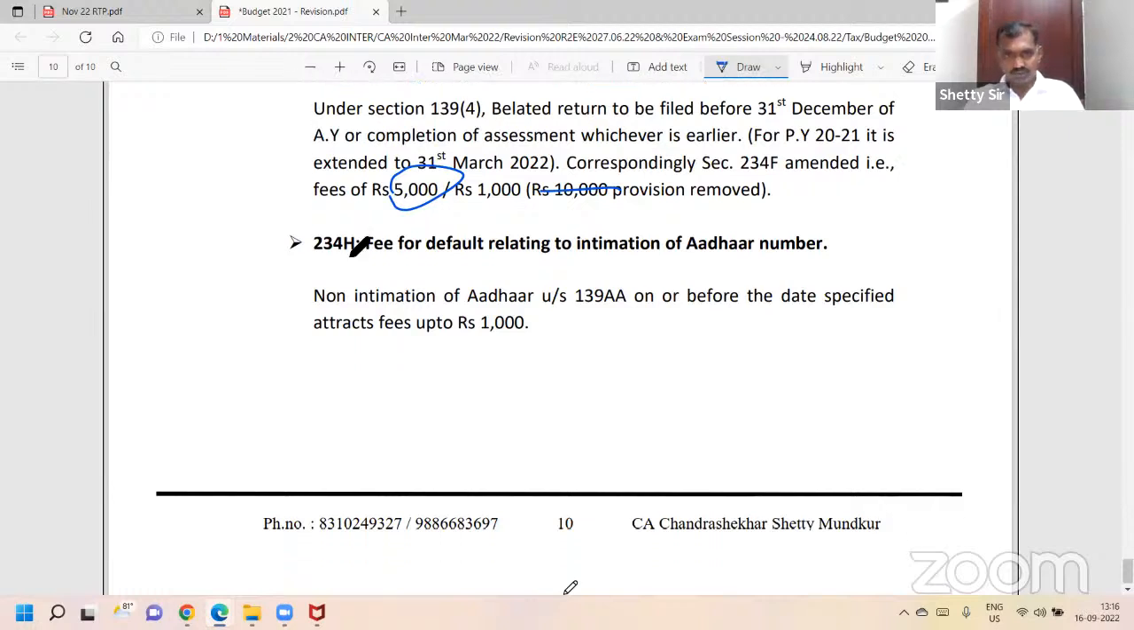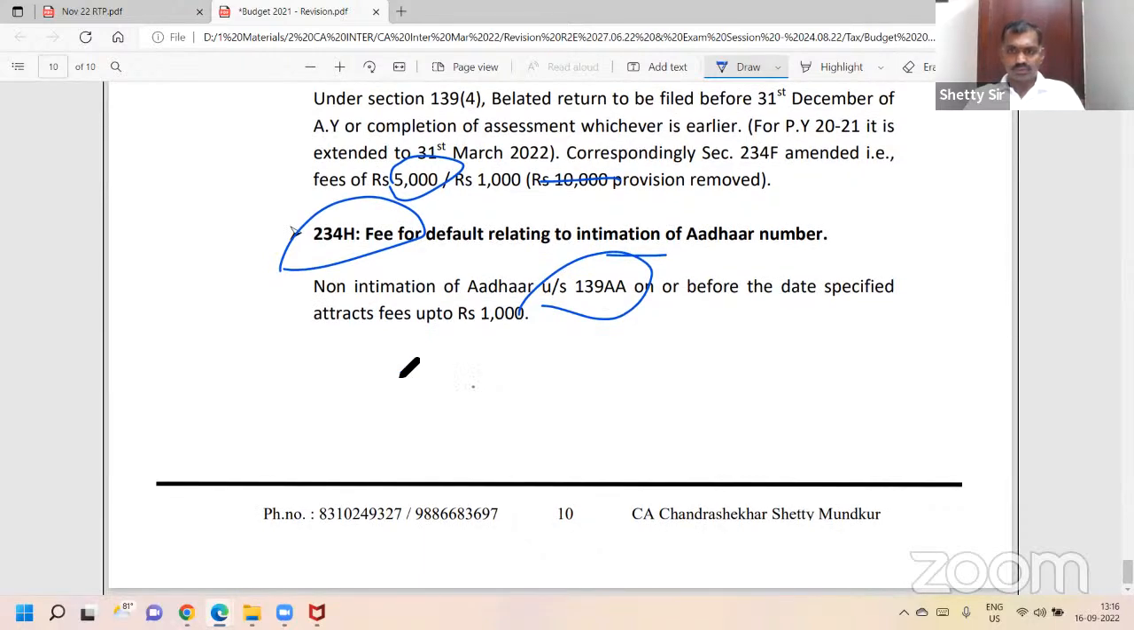Next, 234H. This is an amendment. Please go through it just before the exam. Definitely 1-2-3 questions: 234F, 234H. Non-intimation of Aadhaar: fees up to 1,000 rupees. Aadhaar, and 1,000 rupees fees.